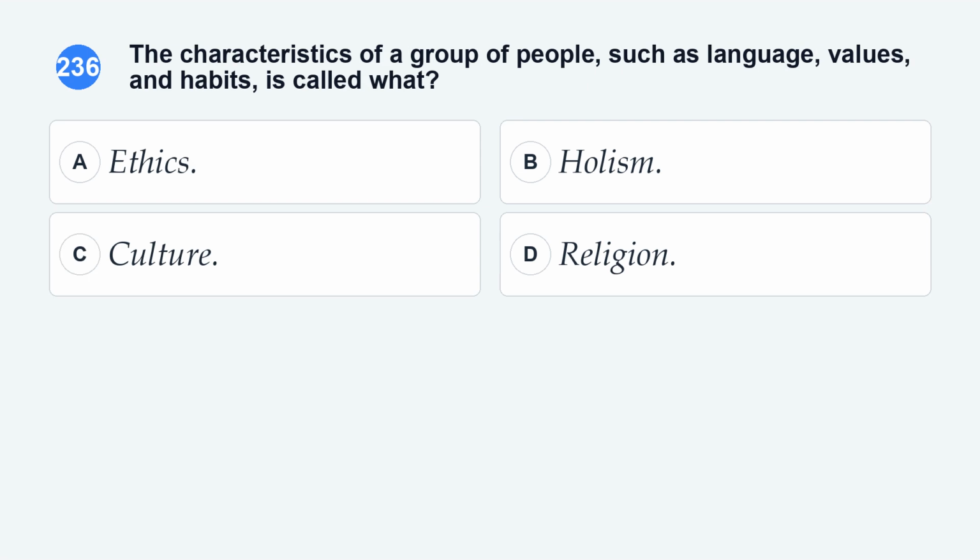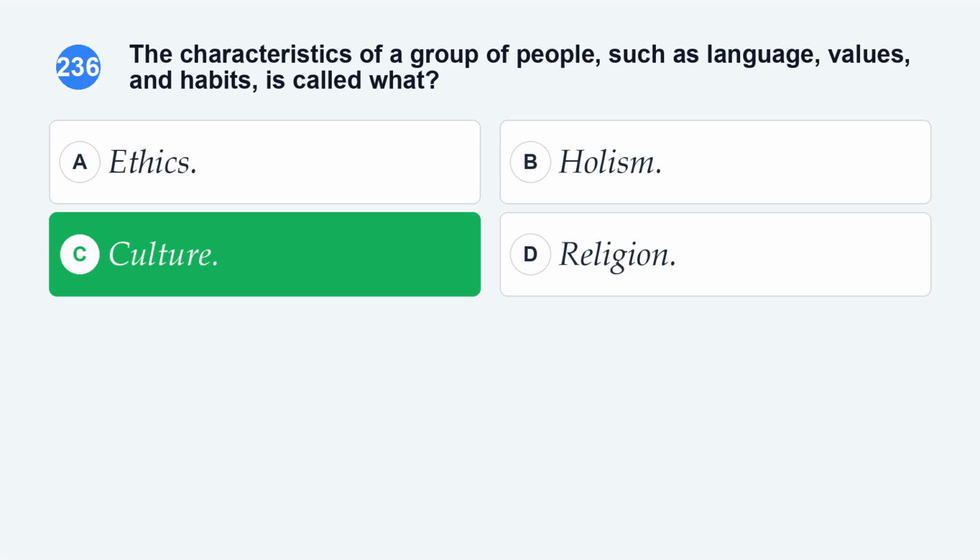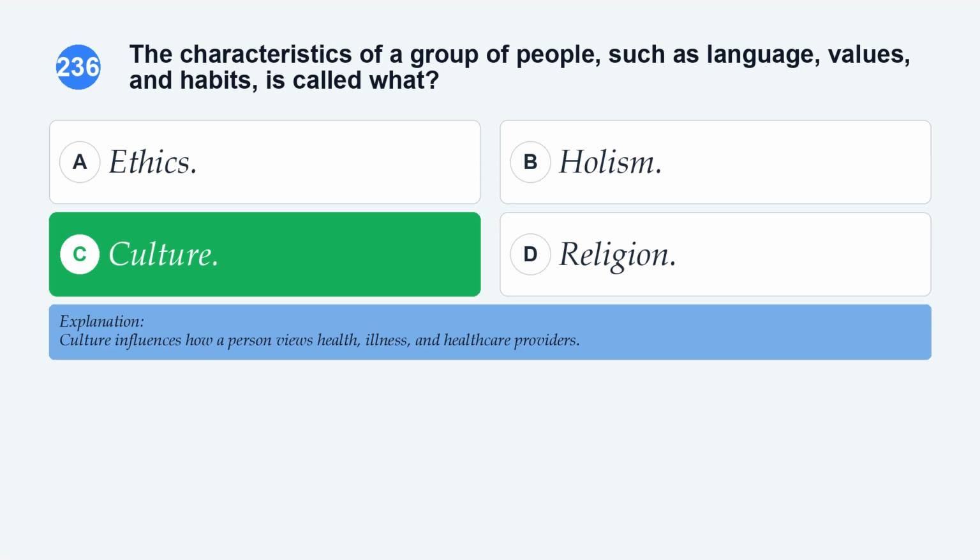Question 236. The characteristics of a group of people, such as language, values, and habits, is called what? Option A, ethics. Option B, holism. Option C, culture. Option D, religion. The correct answer is option C, culture. Explanation: culture influences how a person views health, illness, and healthcare providers.